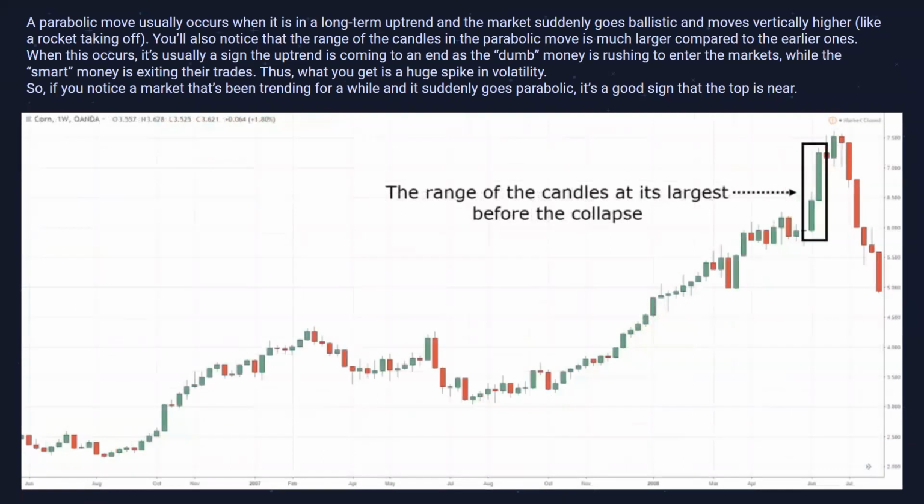The range of the candles at its largest before the collapse. Same thing. Two big candles moving up, right? And it still goes up a little more, but it's a sign that it's going to reverse right here. Because this is like all these wise investors, smart money's coming in and driving it up. Hey, it's worth more, it's worth more, it's worth more. Then they call this the dumb money.